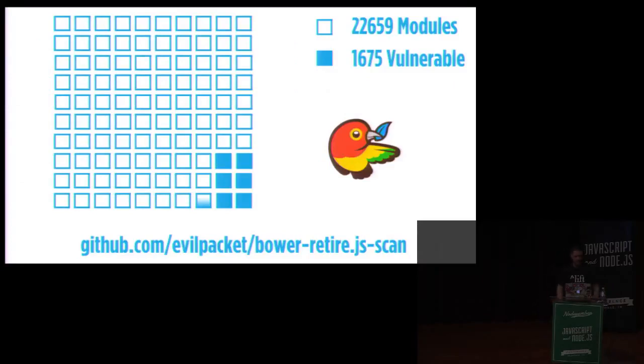This was of Bower. Bower's more focused on front-end frameworks, and I believe Bower has since slowed down in development, so you'll probably see some of that shift over to NPM. You see a larger percentage because they're just focused on that type of audience, right?